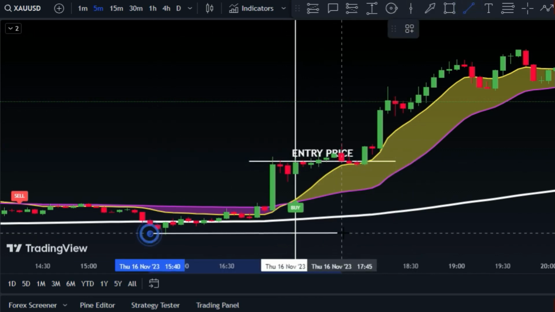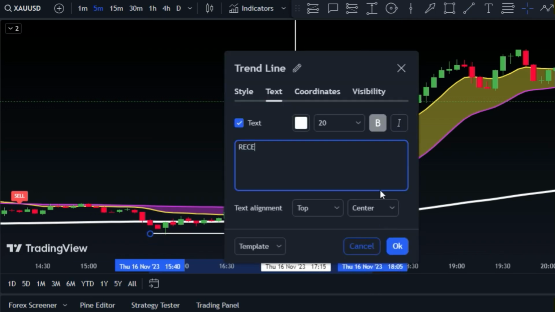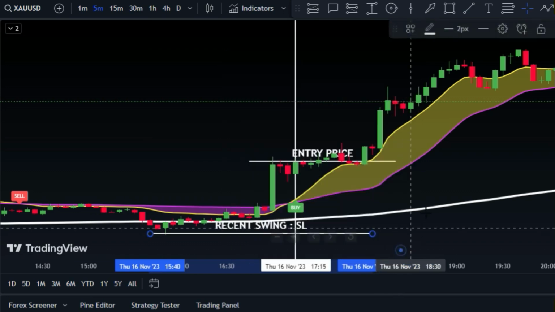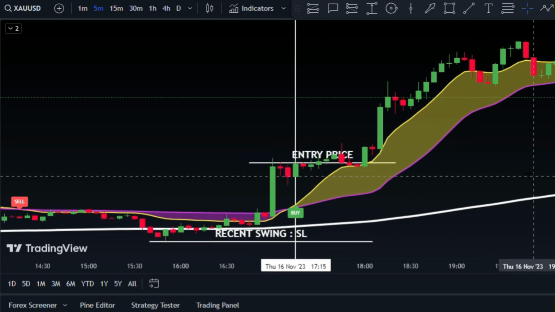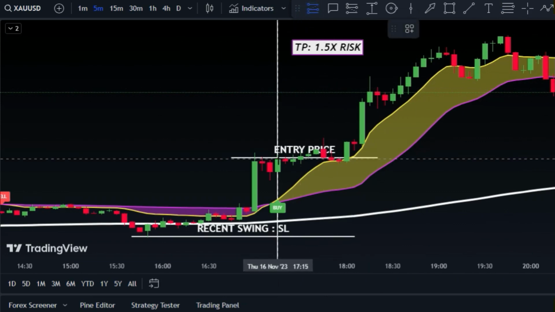Next, to protect our capital, we need to set a stop loss for the trade. I recommend using the recent swing. As for the target, you could set it at 1.5 times the risk amount.